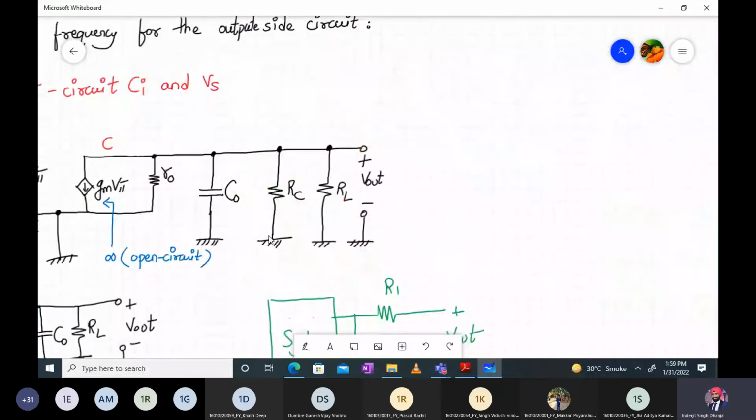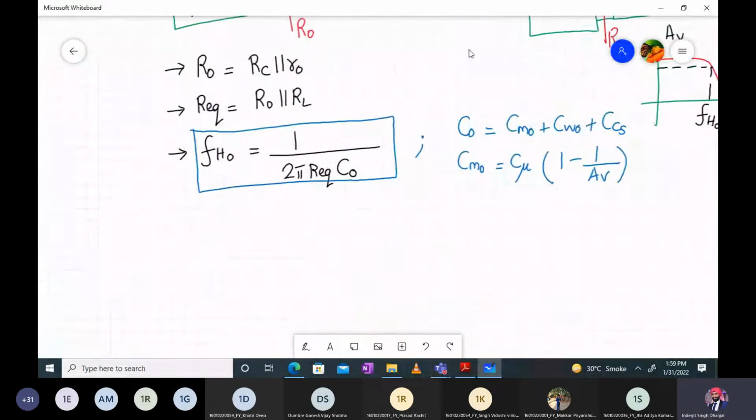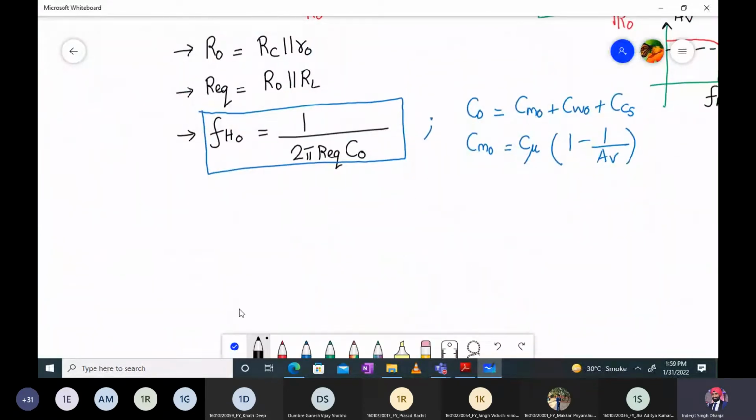At the last, what we need to determine. Fifth step is estimation of FH. So how do we do that? Remember, this will be FH. Estimation of higher cutoff frequency.